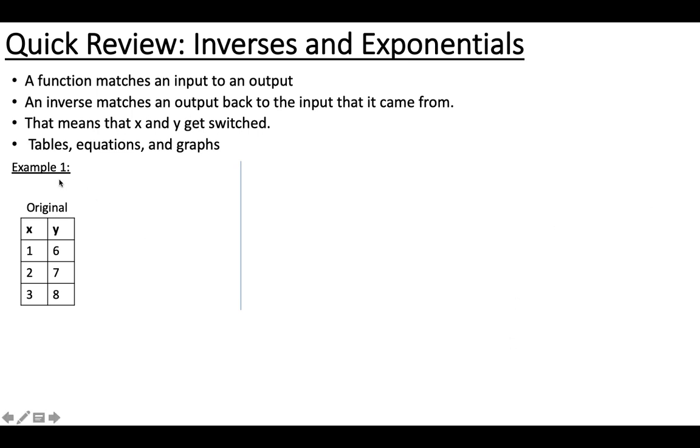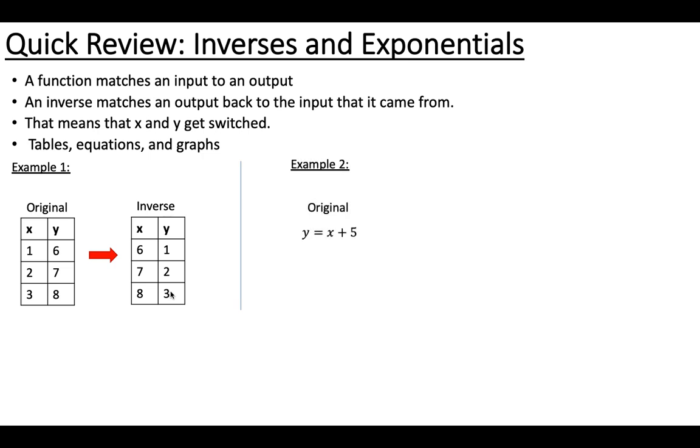So example one, let's say we've got these x's, 1, 2, and 3, and they match up with these y's, 6, 7, and 8. And so to find the inverse, all we would have to do is what it says right here. Switch the x's and the y's. So for the inverse, 6, 7, 8, instead of being under the y column, now 6, 7, and 8 are under the x column. And the 1, 2, 3, instead of being under x, now 1, 2, 3 is under y. We just took the x's and the y's and we switched them. That's it. Okay, and we can do this with equations too.